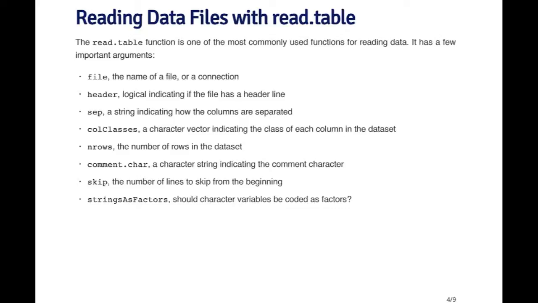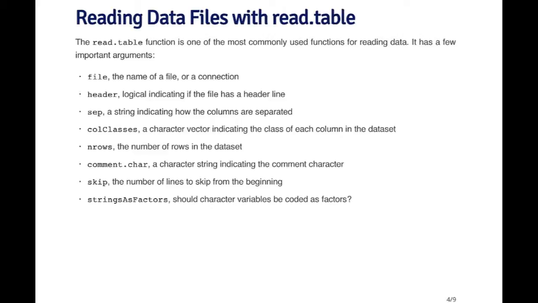The header argument is a logical flag indicating whether the first line is a header line. If the first line has all the variable names in it, then that's not really a piece of data. That's just a line that has labels on it. So you want to tell the read.table function whether the first line contains the variable names or whether the first line just right away contains data. The sep argument stands for separator. It's a string that indicates how the columns are separated. For example, if you have a file that's separated by commas, then the separator is a comma. Sometimes files are separated by semicolons or by tabs or by spaces, and so you want to tell read.table what the separator is going to be.